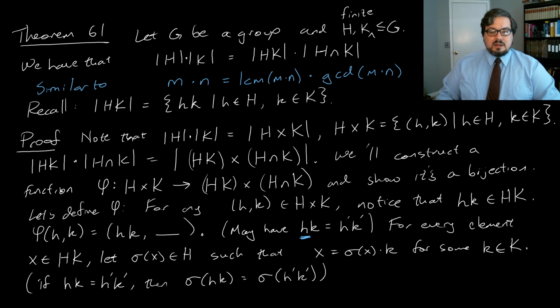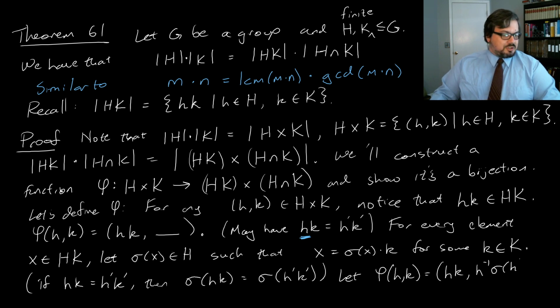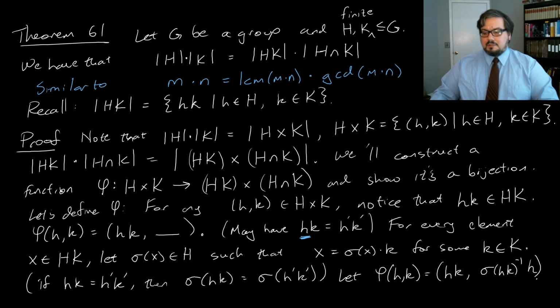Now what we want to do is to let phi of (h, k) equal the pair hk comma sigma of hk inverse times h. Sorry, let me get this right. We want to get sigma of hk inverse times h. All right, and we claim that this phi is a bijection. So let's see how that goes.